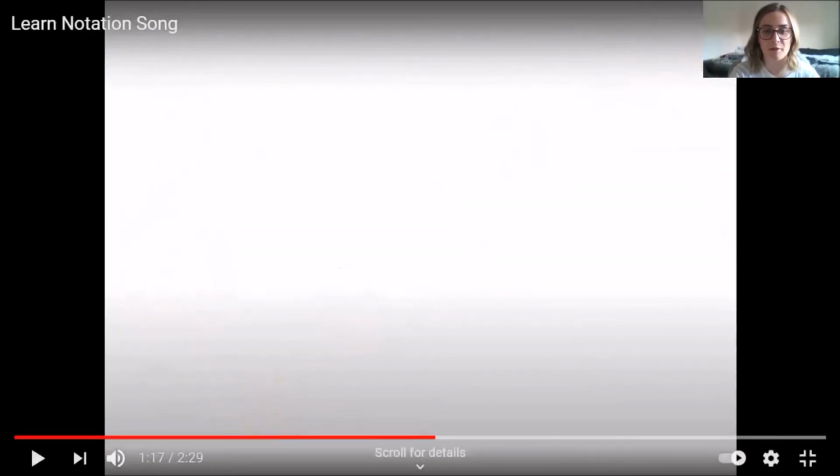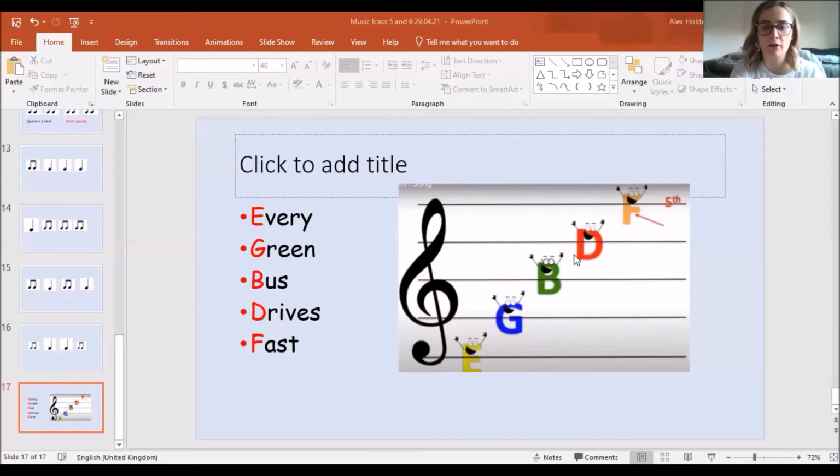Okay, so I'm going to stop it there. That's a really brief introduction to notation. When you see a musical note on a specific line, that is telling you which note to play. So if I just share my screen, we can see here that we've got all of our notes on different lines. And it kept saying that you follow the rhyme.